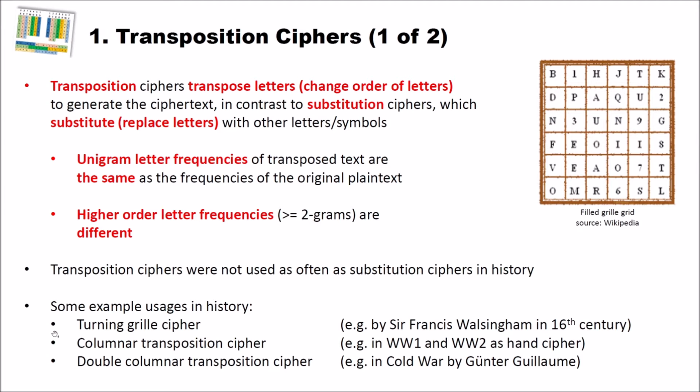Our second example here is the columnar transposition cipher, which is also the main part of this video, and it was used, for instance, in World War I and World War II as a hand cipher. Then our final example is the so-called double columnar transposition cipher, which was a very, very secure hand cipher in its time, and it was, for instance, used during the Cold War by Günter Guillaume.